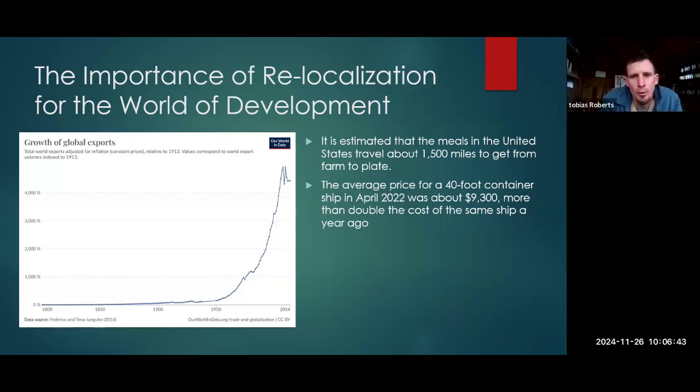So let's start with the importance of relocalization for the world of development. If you look at this graph on the left, this is a graph taken from a leading global economic website. And it's the growth of global exports. In terms of global economy, what percentage of economic activity is related to the export market, right?